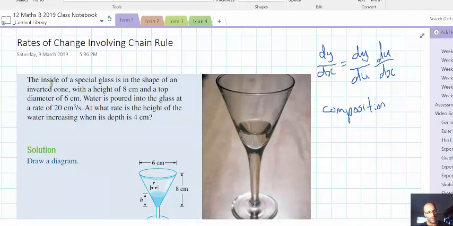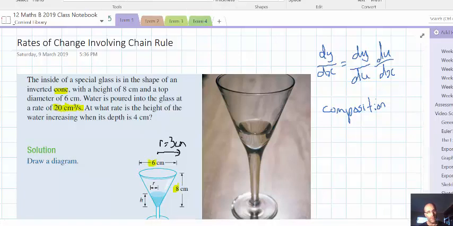We can see a version of that here in this problem. We've got a glass that's in the shape of an inverted cone, and it's got a height of 8 and a diameter of 6. Note that if the diameter is 6, then the radius is equal to 3. So the glass's radius equals 3 centimeters. And they're pouring water in the glass at the rate of 20 centimeters cubed per second.